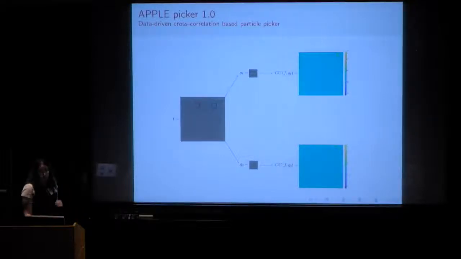Okay, so very different from template matching, because in template matching, we take a template and cross-correlate it with the micrograph in order to find particles from the micrograph. And what we do is we take a window from the micrograph and cross-correlate with the micrograph to identify just what's in that window.